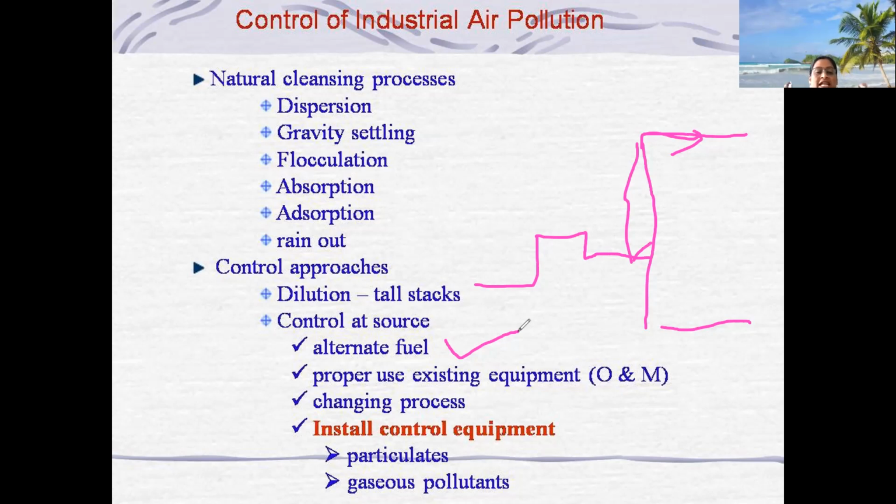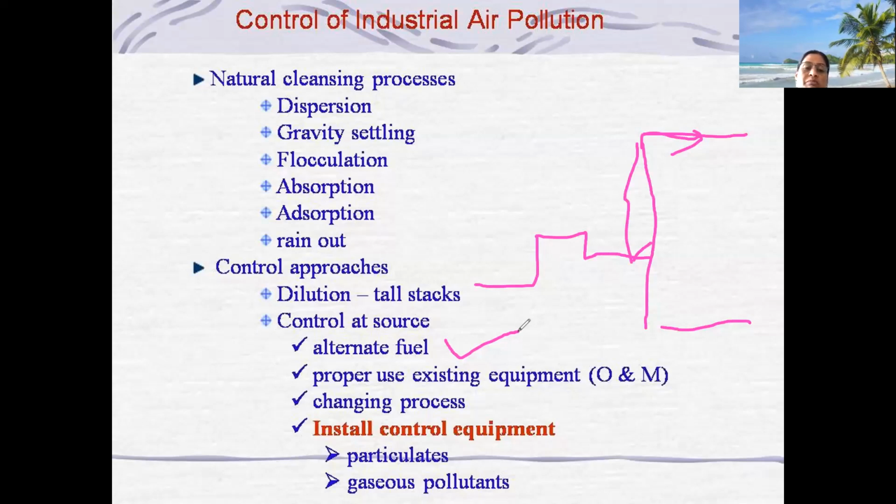Likewise, a catalyst means a process should be enhanced by someone's support, that is known as the catalyst. So that kind of catalytic converter you can also use to control the air pollutants at the source in the vehicles or the industries. Then next, install the control equipment. That is one of the easiest and most effective ways to control air pollution. For what type of pollutants you need to construct different types of equipment.